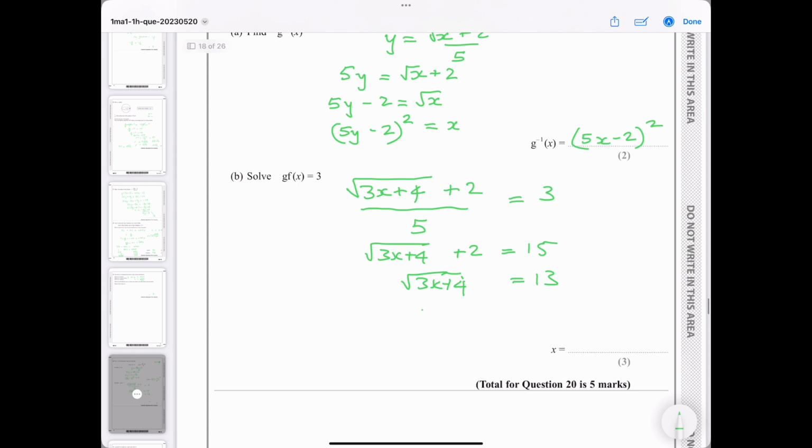So now let's square both sides, so we get 3x plus 4 equals 13 squared, which is 169. Then we take away 4 from both sides, so 3x equals 165. So x equals that divided by 3, and that's 55.